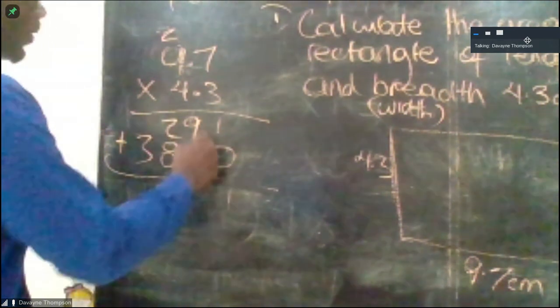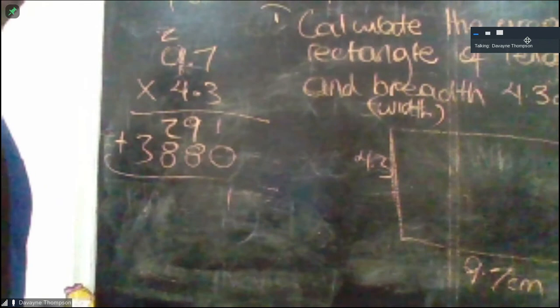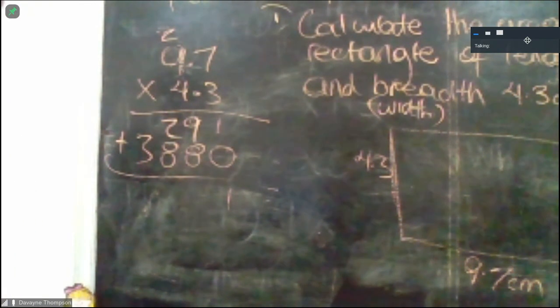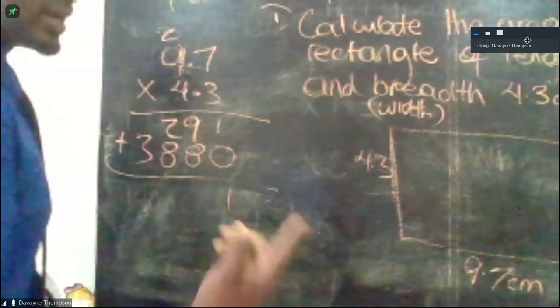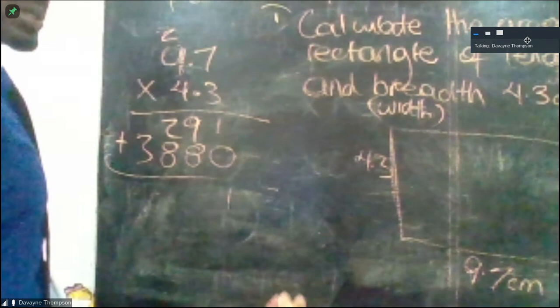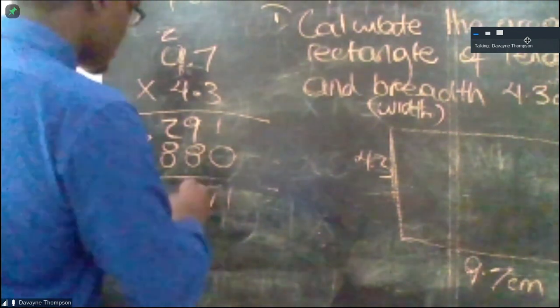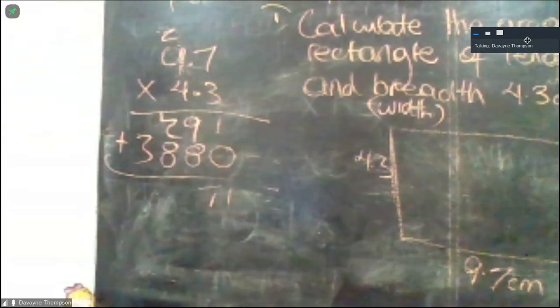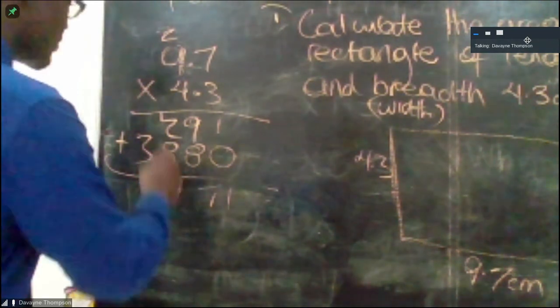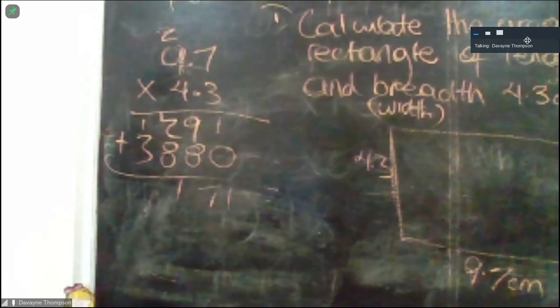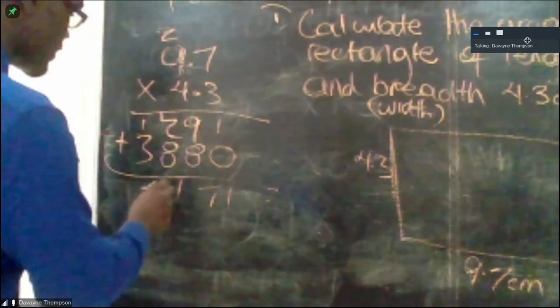What's 9 plus 8? 17. Okay? The trick is just to say 9 plus 9, 18 minus 1. Simple. That's 17. Carry the 1. What's 8 plus 2 plus 1? 11. And then 1 plus 3? 4. So therefore, what is our answer?